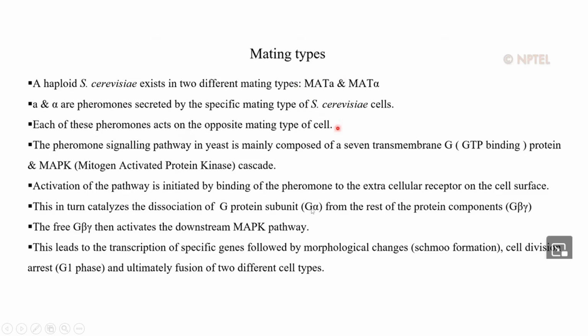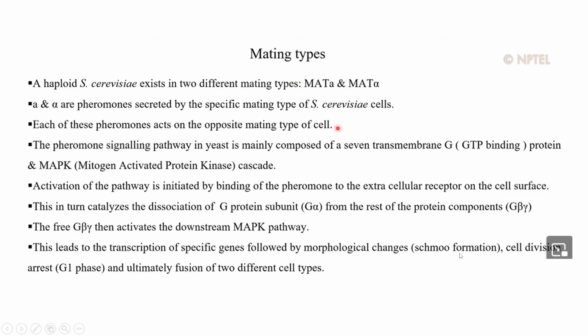Okay, so if you want to activate a certain signaling pathway, then this G alpha should be cleaved from the beta gamma subunit. So pheromones will bind to this extracellular receptor, and it will catalyze the dissociation of the G alpha from the rest of the protein component. And this free G beta, which is freed from the alpha subunit, activates the downstream MAPK cascade pathway. Okay, and this will lead to transcription of genes followed by morphological changes such as shmoo formation.